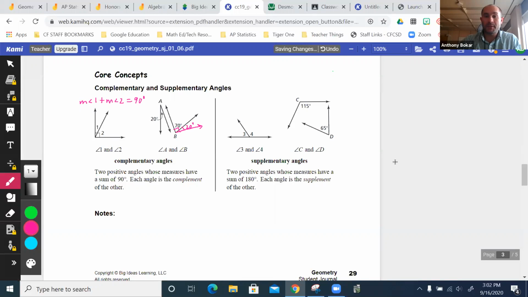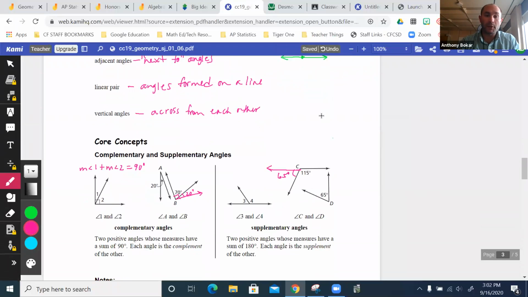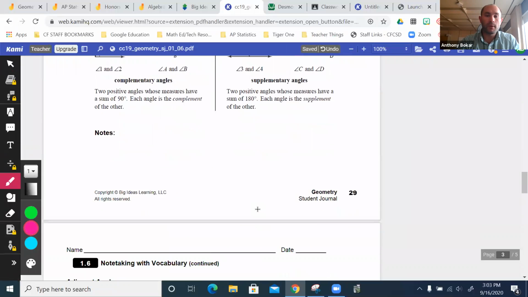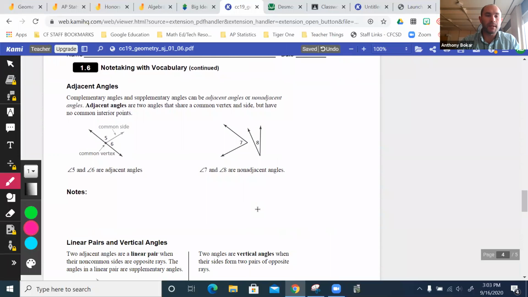Supplementary is the same thing. You can see they can sort of make a line when they're next to each other, or if they don't make a line, then they are supplementary, but you could draw angle D over here that has 65 degrees, and then they would make a line. So when I say up here that angles that have a sum or total of 180 can make a line, that's if they are put together, okay? And that's what we call a linear pair. So 3 and 4 would be angles that would make some sort of linear pair. We're going to look at that in a second.